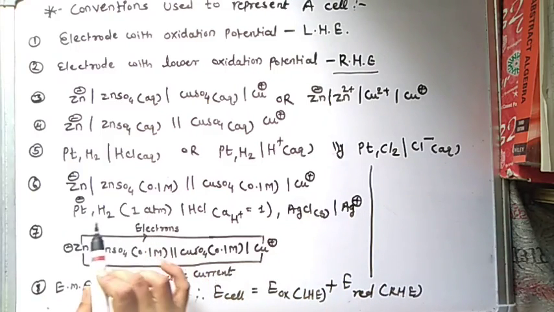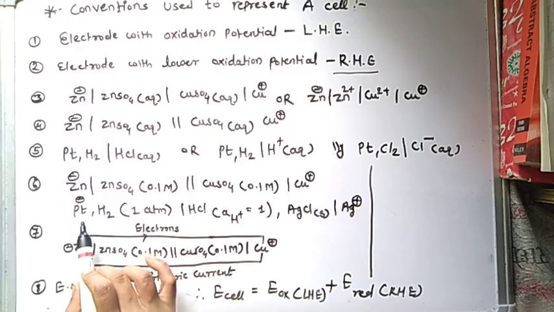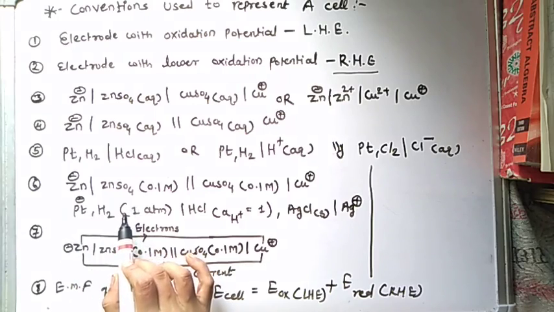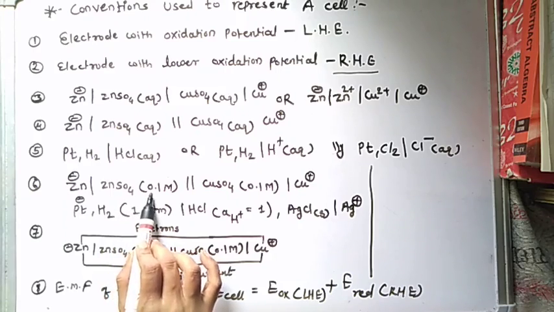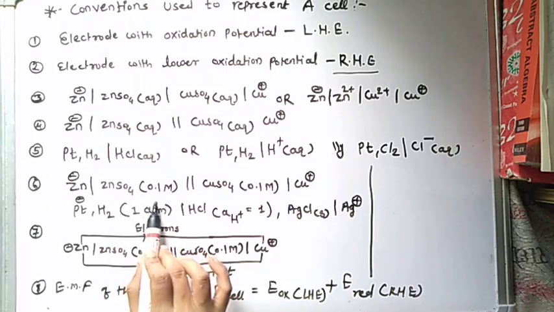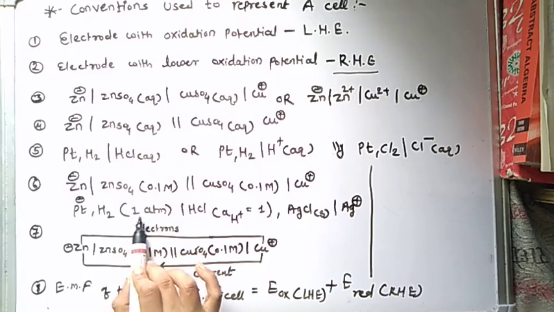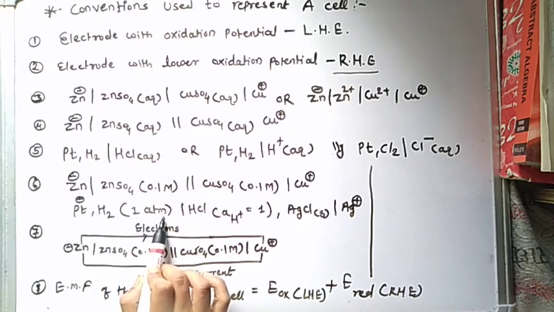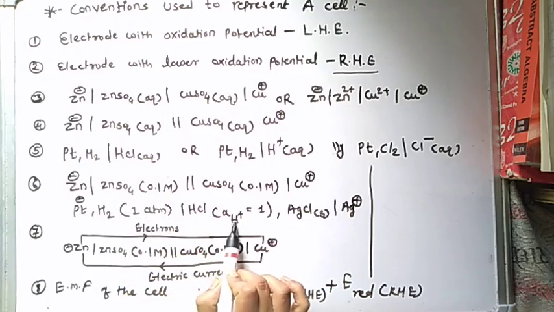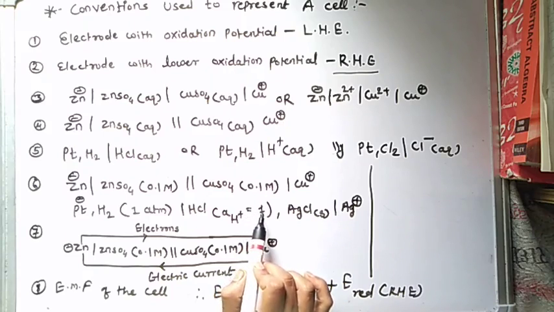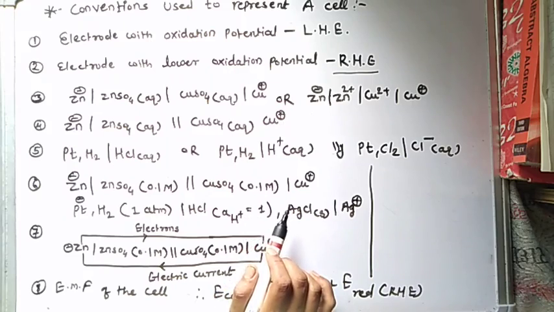The next convention is that when the concentrations or activities of solutions and pressures of gases are required, these are written in brackets, for example the concentration of ZnSO4, which is written in brackets as 0.1 molar. The pressure of the gas is written in brackets, that is 1 atmosphere, and the activity of H+ ions, which is 1, is also written in brackets. Concentrations or activities of the solutions and pressures of the gases, when required, are written in brackets.